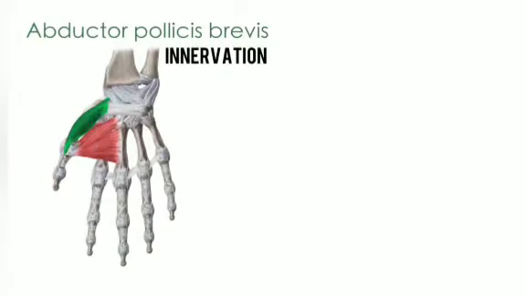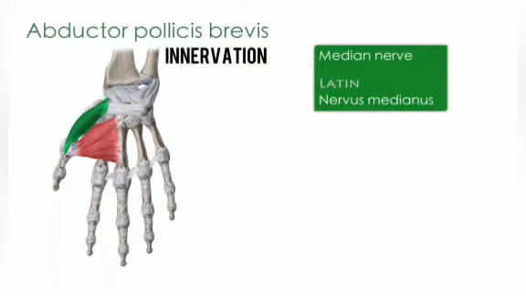Now moving on to the innervation of the abductor pollicis brevis. And what you need to know is that there is one nerve that is going to be supplying this muscle, and it is the median nerve.